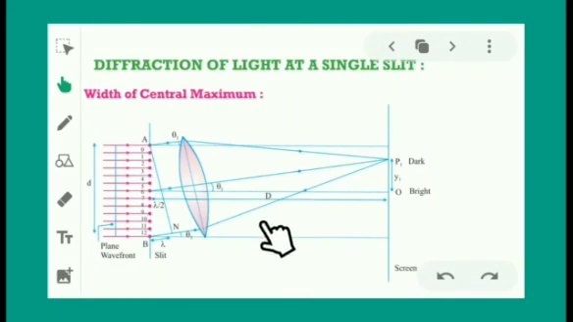See the schematic diagram. The CAB is the slit. Here we divide the slit into two equal halves. See here, this is the first half and this is the second half. The wavelets from the first half and the second half interfere constructively at the point O. So O corresponds to central maximum.